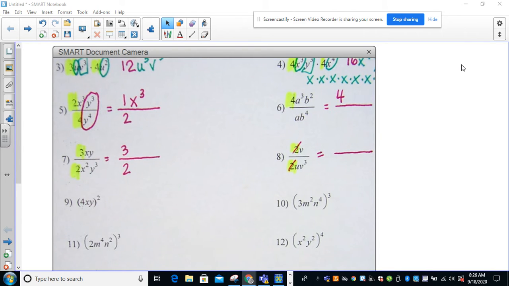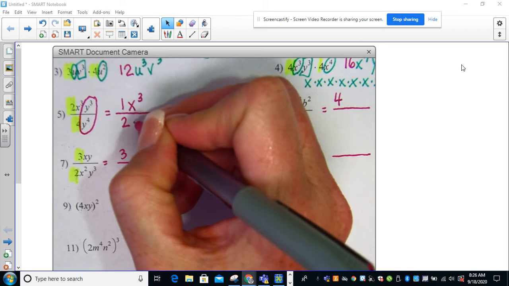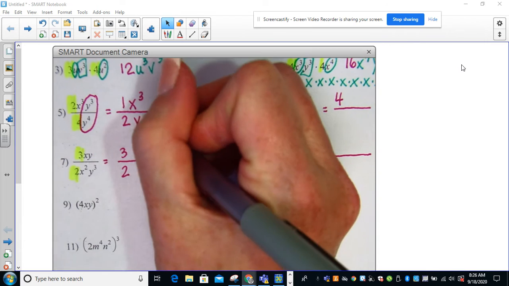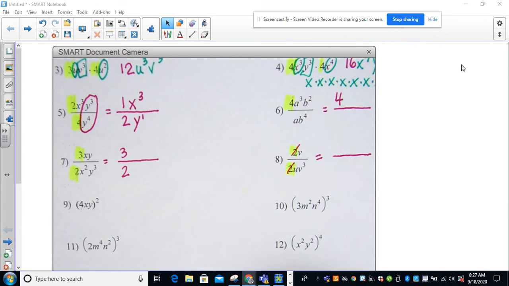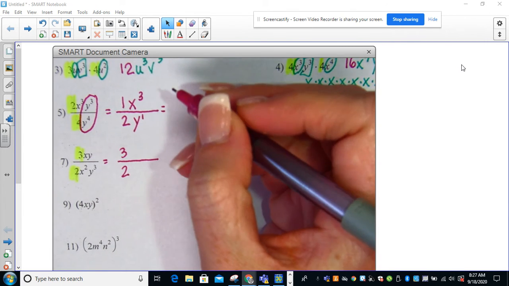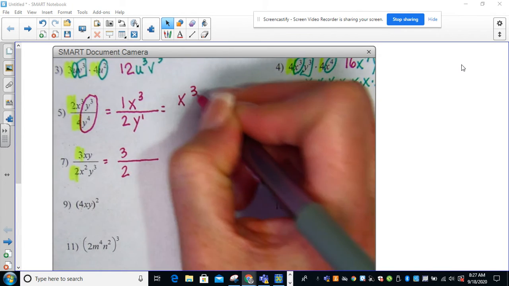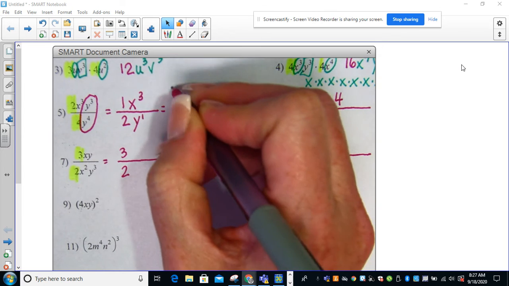the bottom y would win. So the bottom y would win. So that's where the y is going to stay, and it would win by 1. So it would be y to the first. So another way to write this, more simplified, you usually don't need this 1 or this 1. So it would be x cubed over 2y.